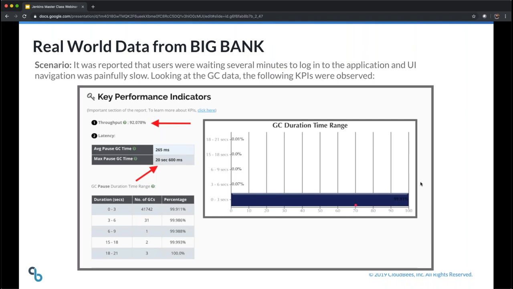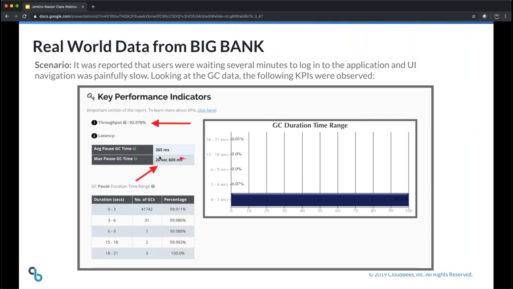And you can see right here through the KPIs by looking at garbage collection logs that the application throughput is down to 92%. What that means is that 8% of the time the application is stuck doing garbage collection. And if you look at the number of garbage collection cycles here, that's almost 42,000 garbage collection cycles over the course of a 48-hour period. That's crazy. When you look at the latency, you're having 20-second wait times for the UI.